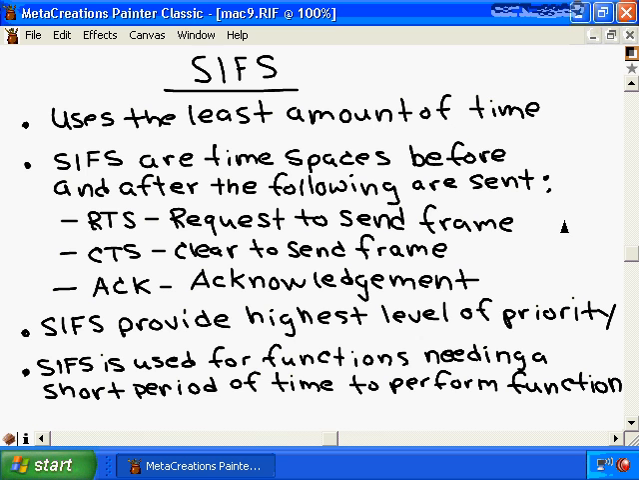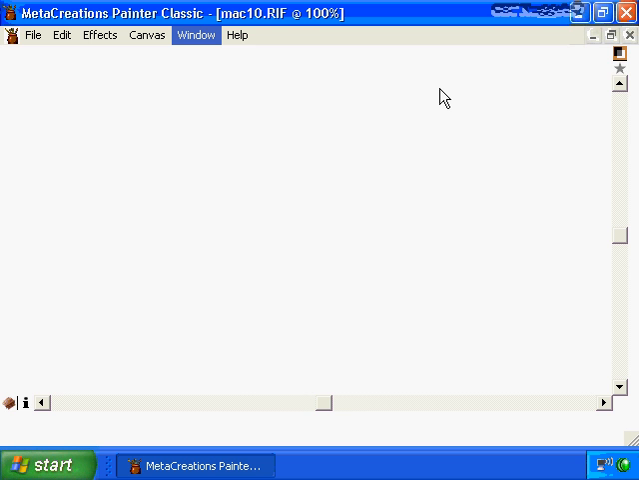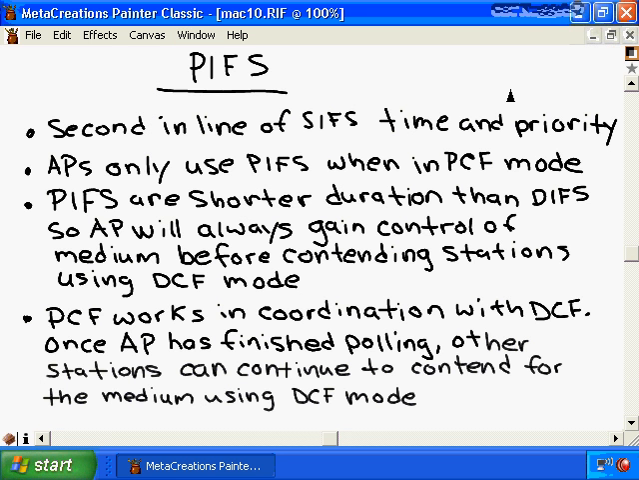And our next type of interframe spacing is PIFS. Let's bring up another whiteboard and learn about that puppy. So if you remember on the table we saw just a second ago, PIFS is sandwiched in between SIFS and DIFS. And it's second in line as far as the duration of time is concerned and the priority that it gets.